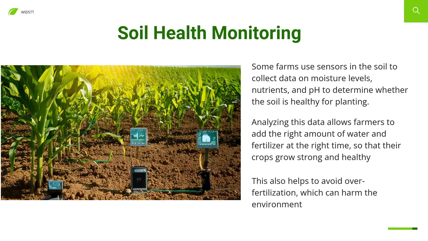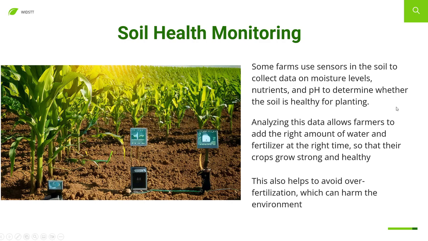Another real life application would be soil health monitoring. Some farmers use sensors in the soil to collect data on moisture levels, nutrients, and pH to determine whether the soil is healthy for planting. So, analyzing this data allows farmers to add the right amount of water and fertilizer at the right time so that their crops grow strong and healthy. So, this also helps to avoid over fertilization, which can harm the environment.